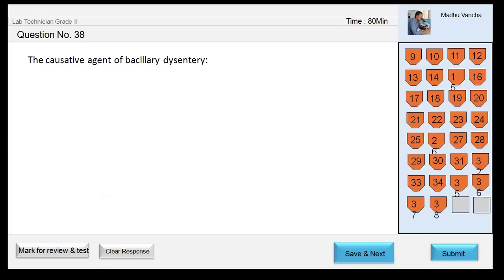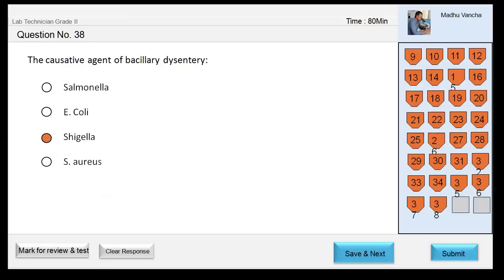Next question, the causative agent of bacillary dysentery. Option A, Salmonella. Option B, E. coli. Option C, Shigella. Option D, Staphylococcus aureus. So here the right answer is Shigella.